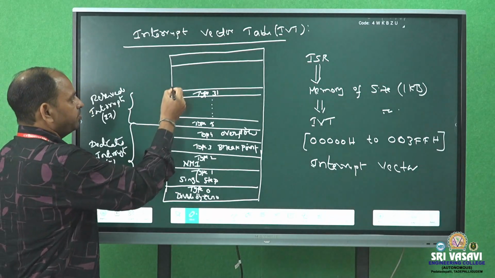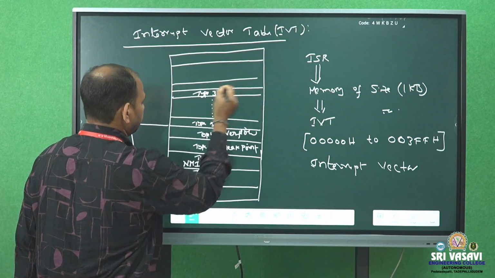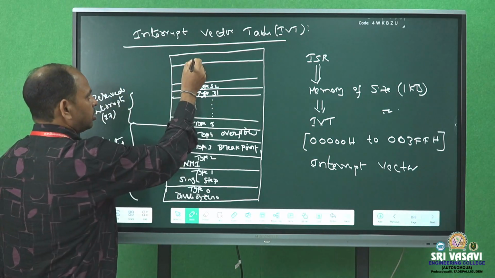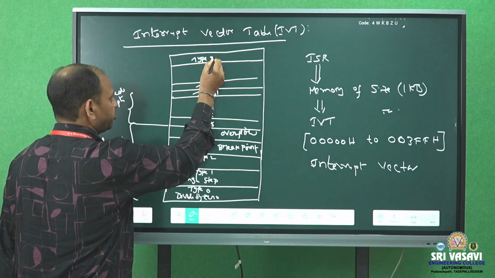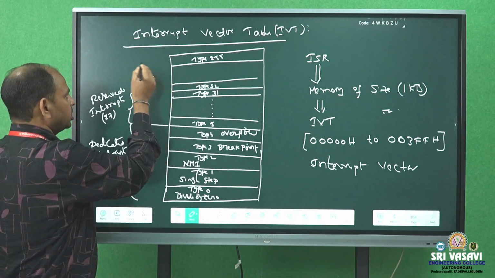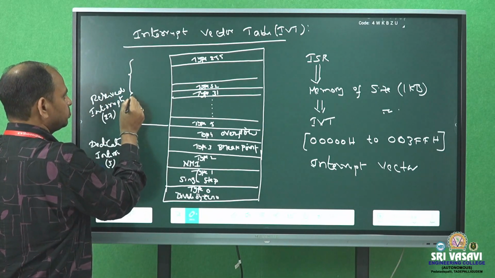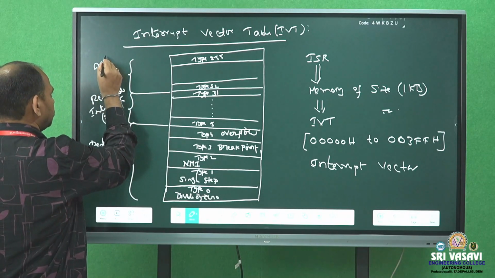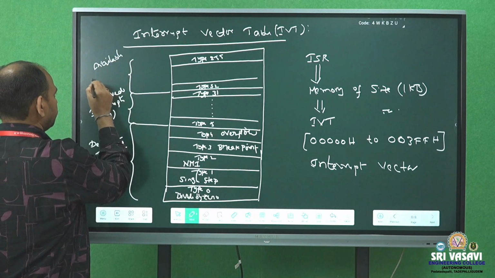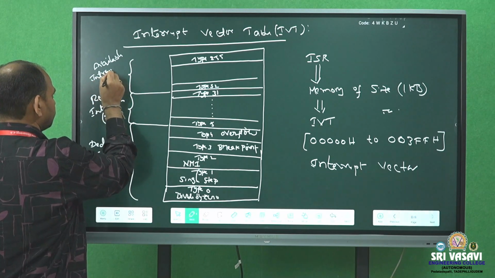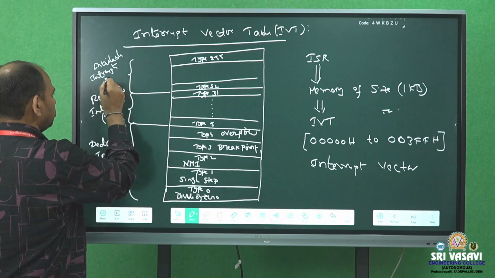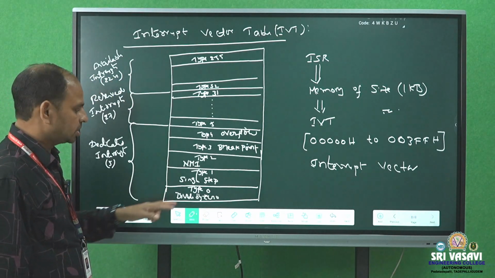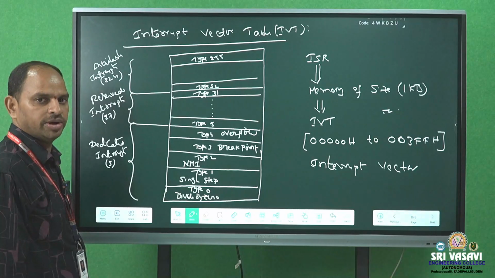Okay. Next, type 32 to the last, type 255. These are the available interrupts. So these are called available. Available total equal to 224. So total equal to 256 interrupts, type 0 to type 255.